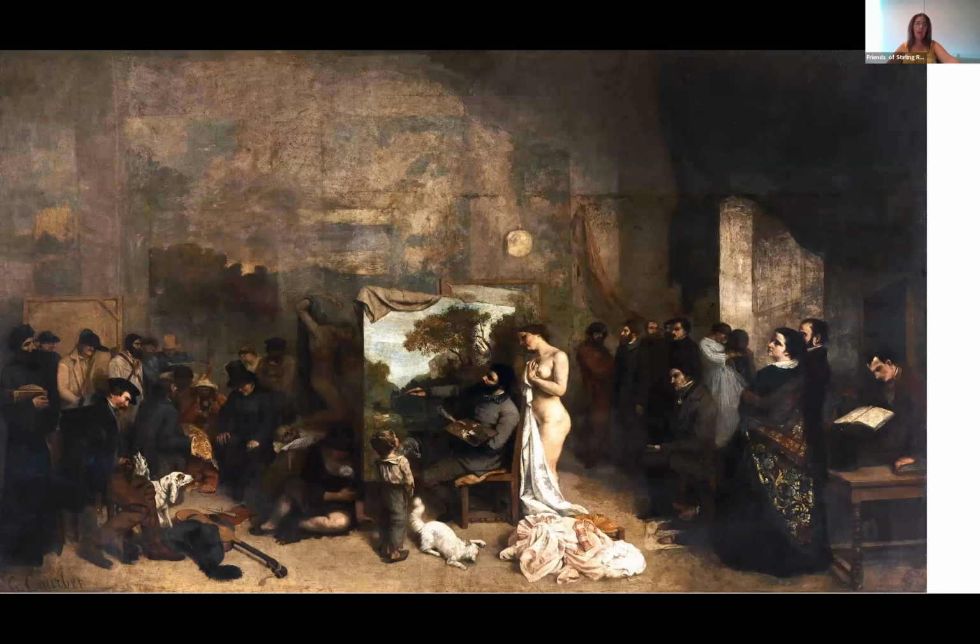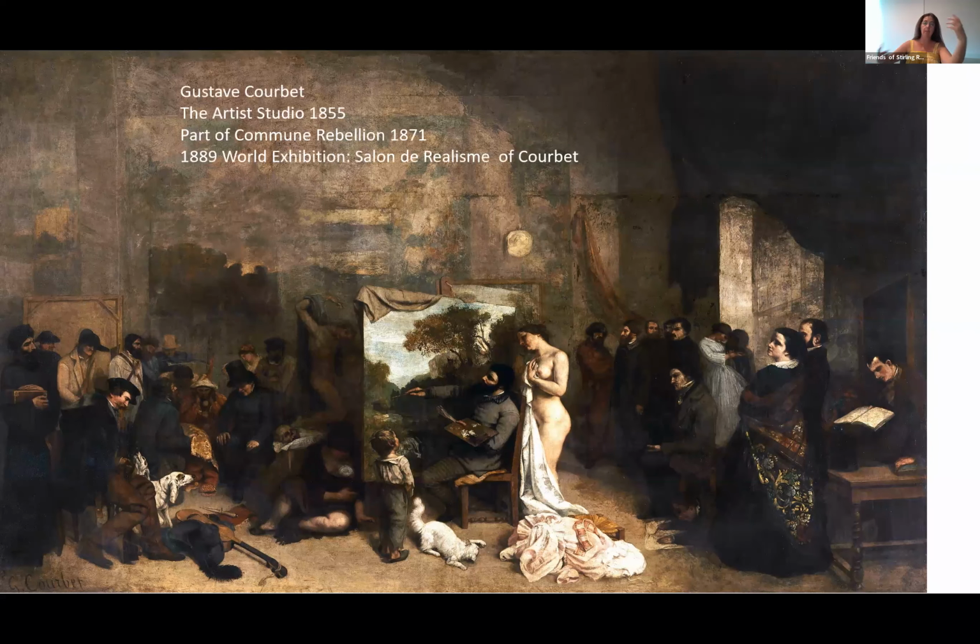At the same time, we have Realism by Gustave Courbet. He's going to have his own salon. He's going to name it the Salon de Realism. And when the World Exhibition happened in 1889, he's going to have his own pavilion. He's going to show his work, very realistic.